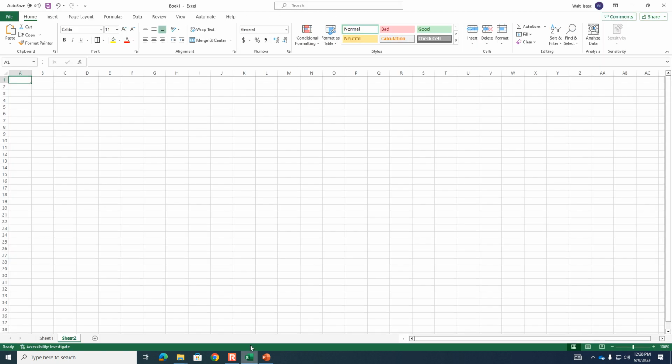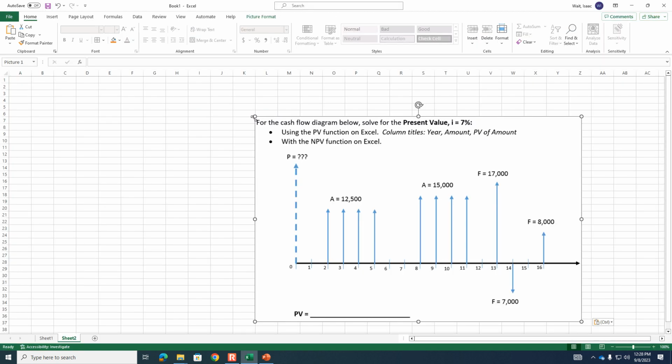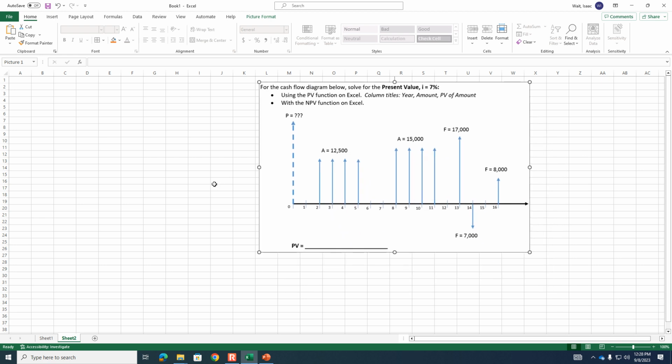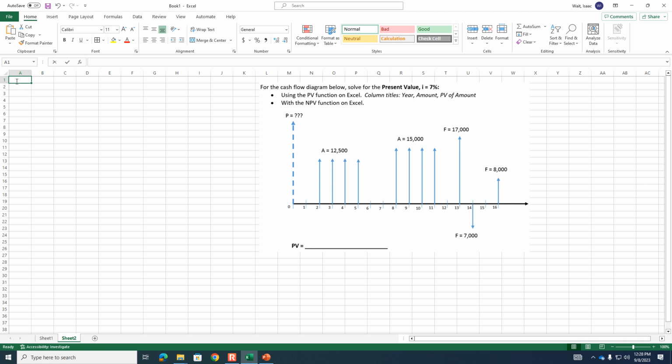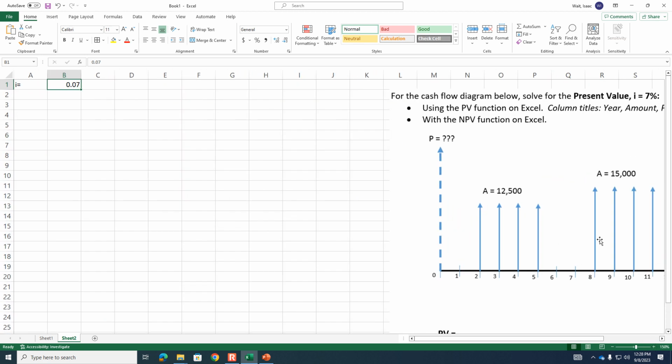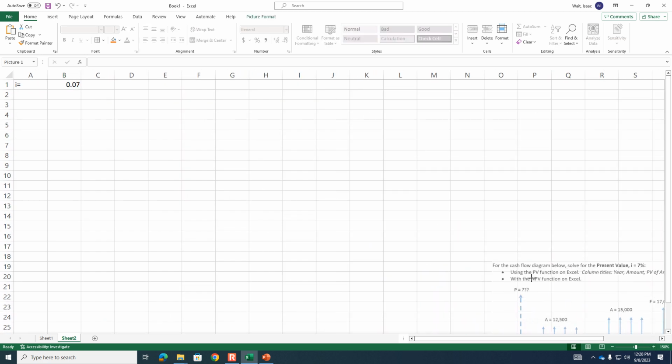So I'm just going to paste the cash flow diagram over here. Okay, so I want to have up at the top I equals, and then the number itself should be in a different cell. If it's in the same cell as the I, I'm going to get an error message. So 0.07. So only a number is in this cell that I'm going to be looking to for the interest rate. Let me make that a little bit bigger so that hopefully you can see better.